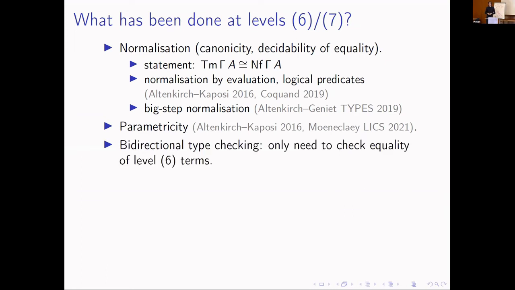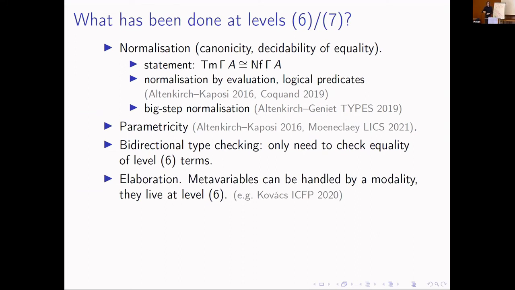Bidirectional type checking, so the elaboration algorithm, can be done where the type checking results in level 6 terms where they are already quotiented, and during type checking there is some normalization happening, but in a type checking algorithm you're only required to ask whether two terms or two types are equal if they are already well typed, so if they are already at level 6. So during type checking you never need to ask about equality of lower levels. So this is why normalization at the high level is enough to implement a type checker.